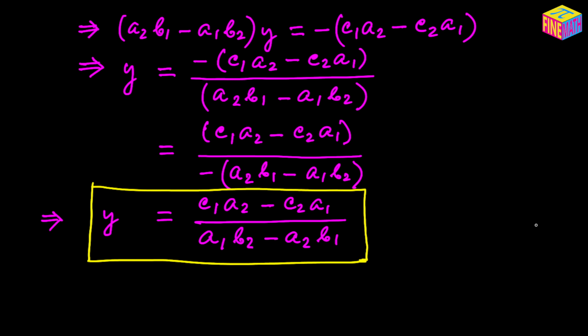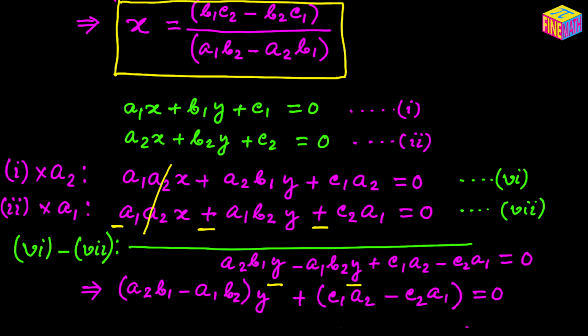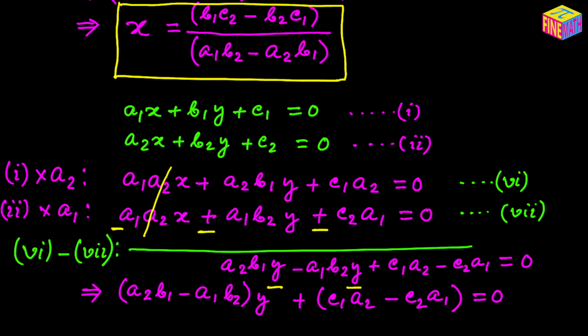And now from both the values, if you carefully notice, we have x is equal to (b sub 1 c sub 2 minus b sub 2 c sub 1) whole divided by (a sub 1 b sub 2 minus a sub 2 b sub 1), right? So if you look at the denominator of both the values, meaning the value of x and value of y, you see that there is a common term. So let's now try to write the value of x and y again.